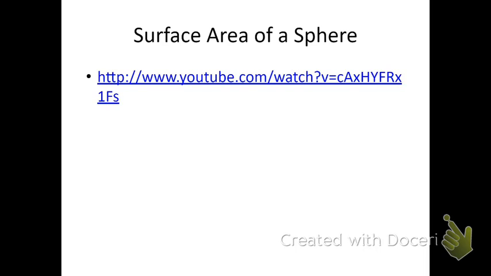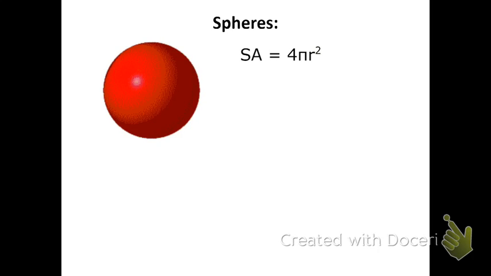And that video linked right there does a good job of showing it, so I encourage you to watch it. The formula we're going to use for the surface area of a sphere is 4 pi r squared.